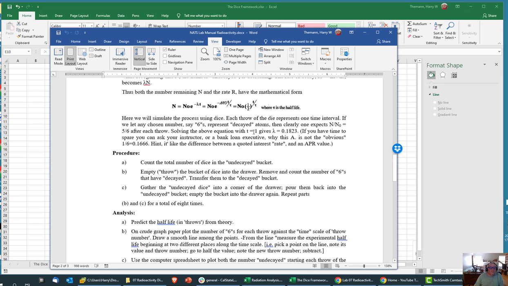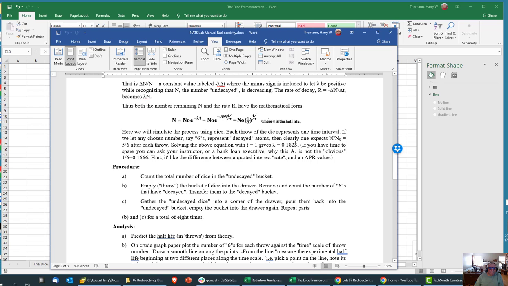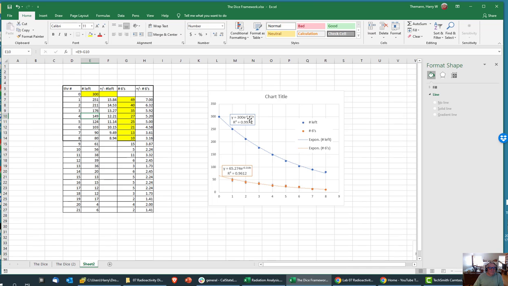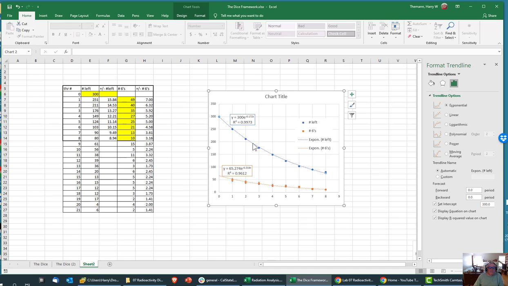Alright, so our value for lambda is supposed to be 0.1823, and we get 0.172. Not so bad. Let's see what happens if we let this thing choose the intercept for us. So it got a little worse. So it's a toss-up. I personally think you can keep it there because that's a known data point.